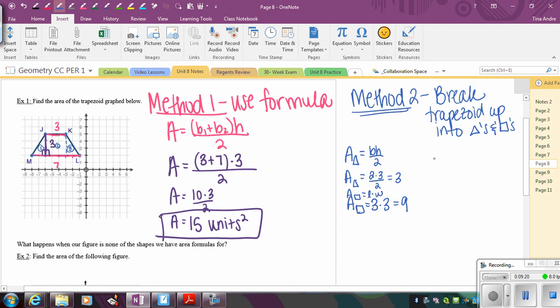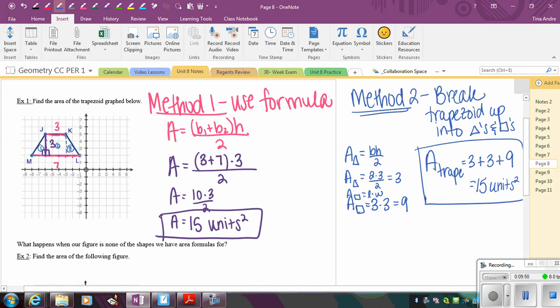So the total area would be adding the 2 triangles, because there were 2 triangles and they're both the same area, they're the same dimensions. So 3 plus 3, add those twice, plus the 9. And when you do this, 9 plus 6, you get the same answer. So that way is another way. It's a little bit longer, I think, in this problem. But for some people, it's easier. Instead of trying to think of the formula, well, just break it up. So that is always an option.